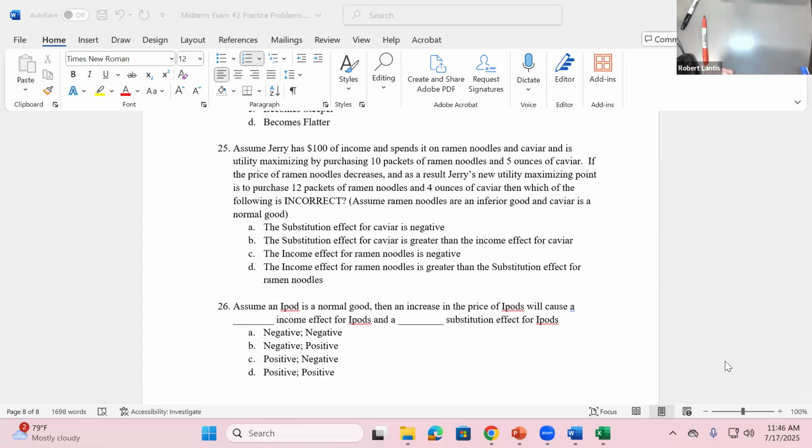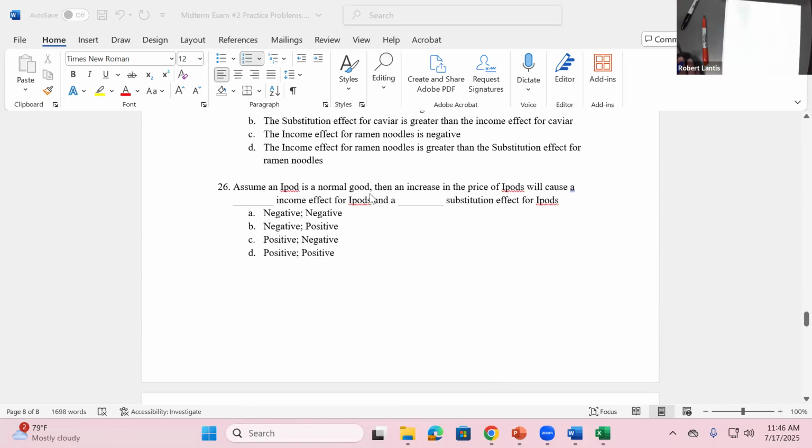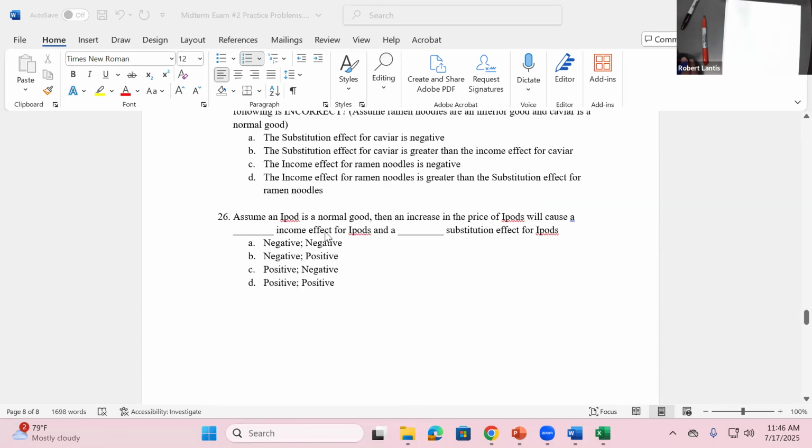Okay. What if, do another one. So I don't have the total effect here, but we can work through one that allows us to identify income versus substitution effects. It doesn't matter what the other good is.